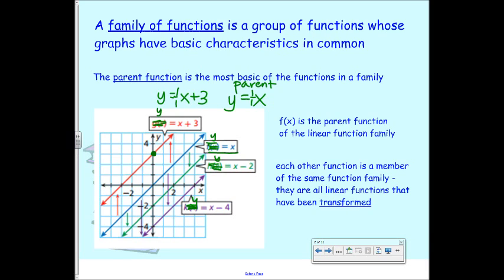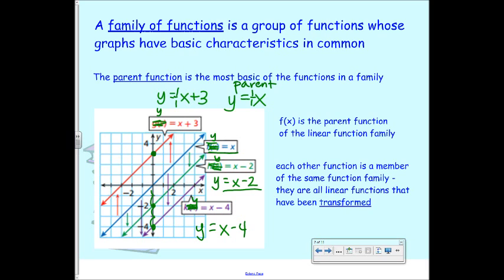What about with the green one? It moved down how many? 2. Look at what the equation looks like. Y equals x minus 2. Again, is the slope any different? No. All you did was move it down 2. So all that happened in the equation was that it went from the parent of y equals x to becoming y equals x minus 2. Right? So then this purple one moved down even more. How many did it move down from the parent? So then the equation would be y equals x minus 4.